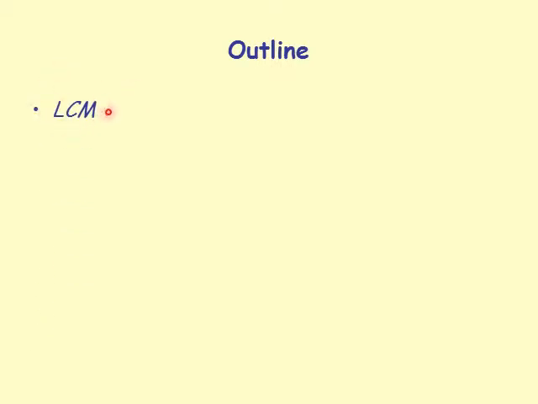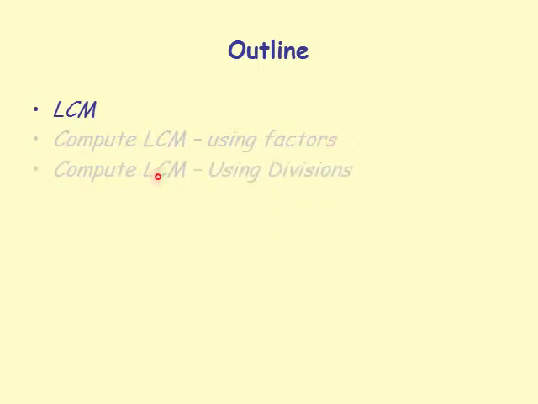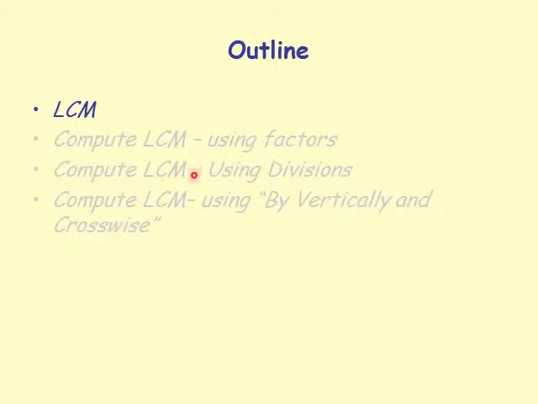We talk about what LCM is. LCM is least common multiple. We'll try to compute that in the next section using factors. The next section would be we'll compute LCM using divisions, and then compute LCM using vertical and crosswise. By the way, division is the same thing as factors, another way to say factors. Let's continue here.